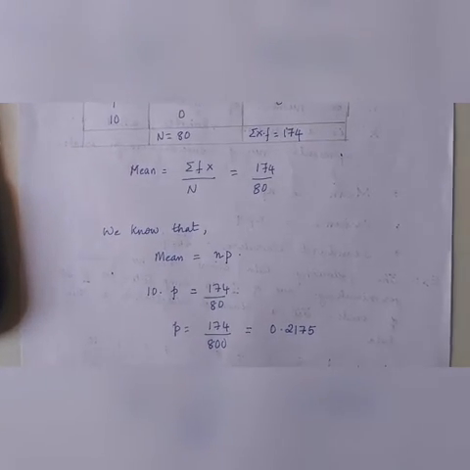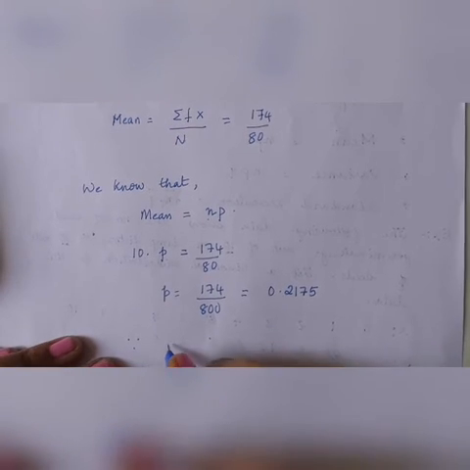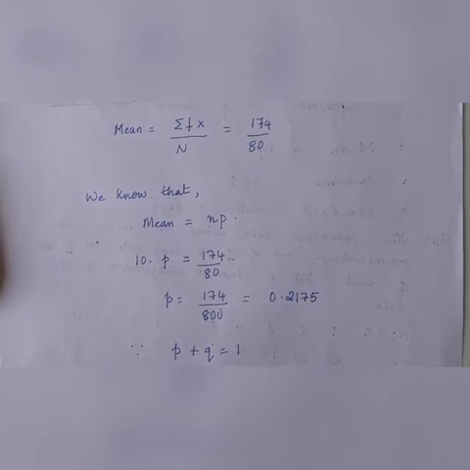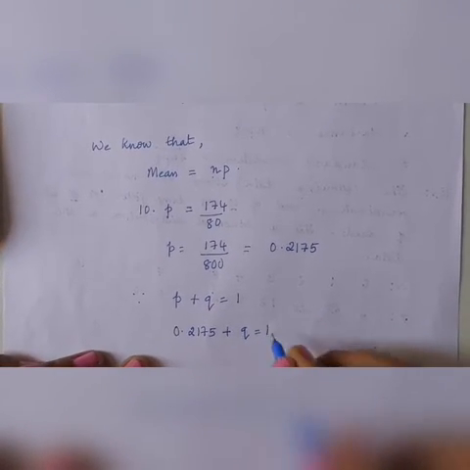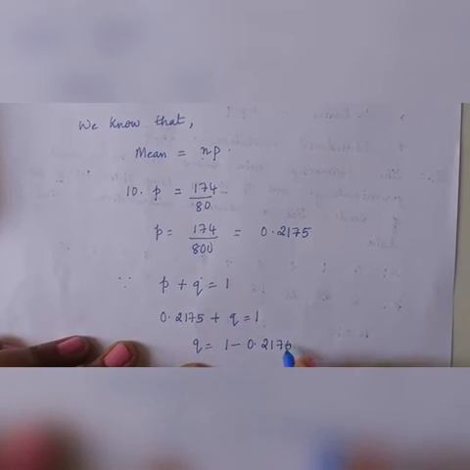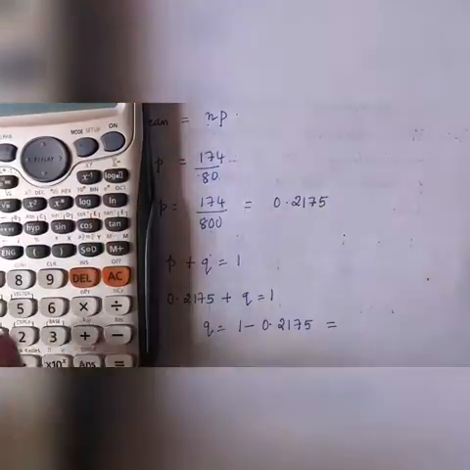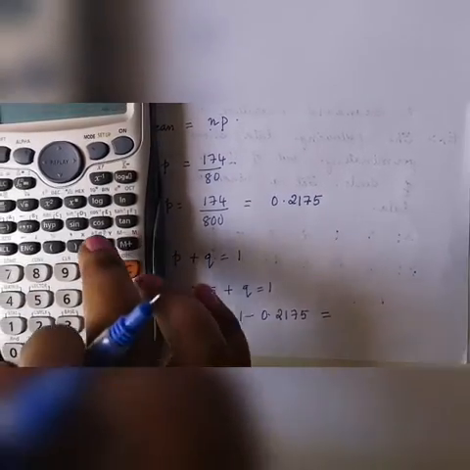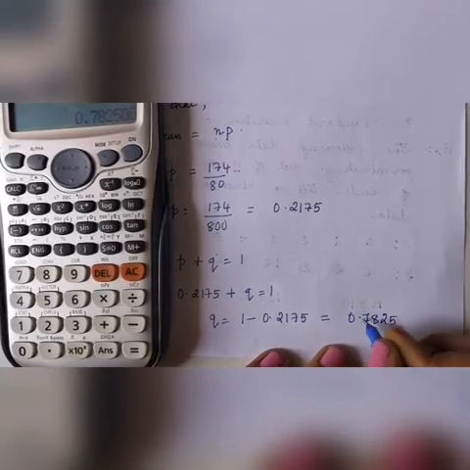Now if we know p, we can calculate q. Since p plus q is equal to 1, p is 0.2175, plus q is equal to 1. Q is equal to 1 minus 0.2175, which is equal to 0.7825.